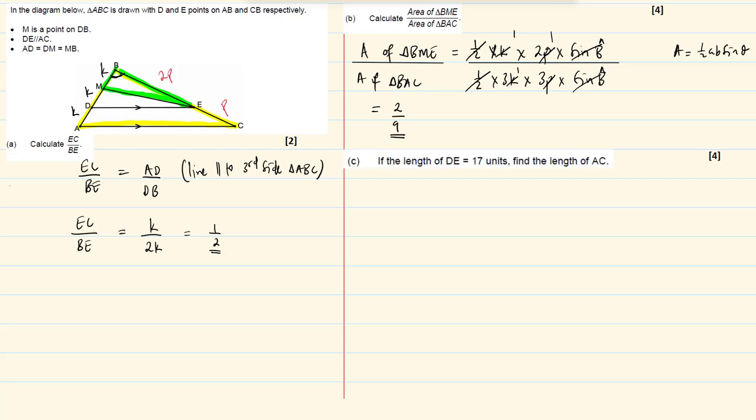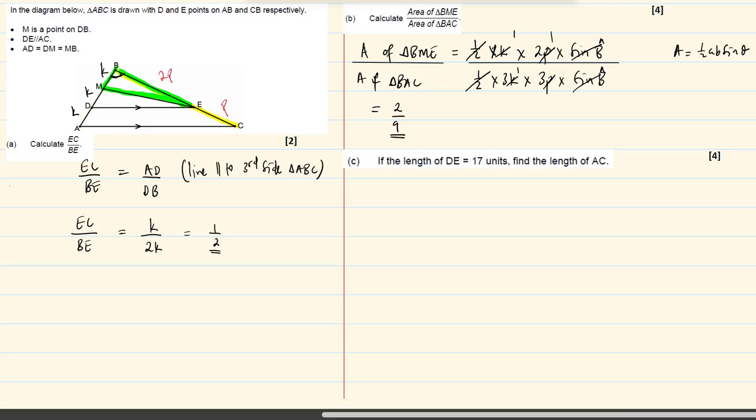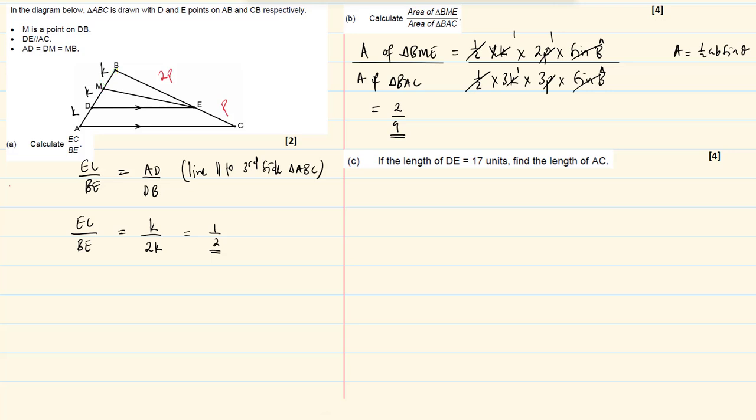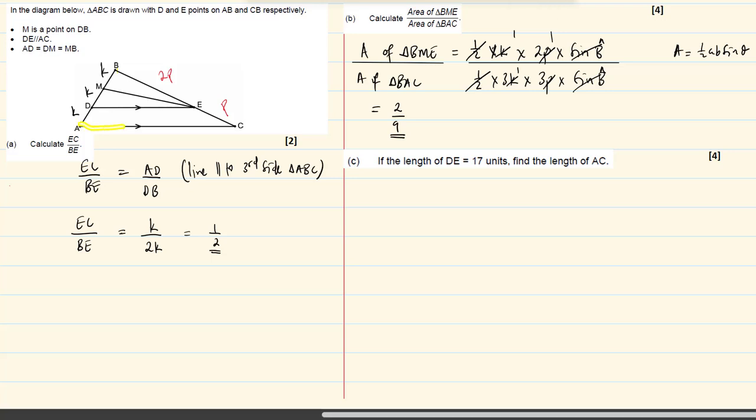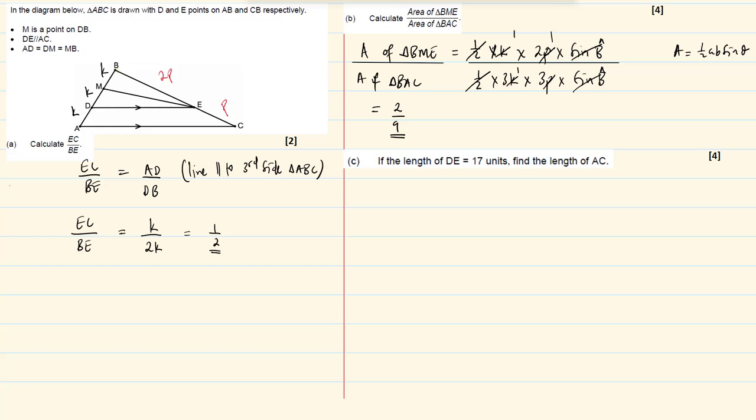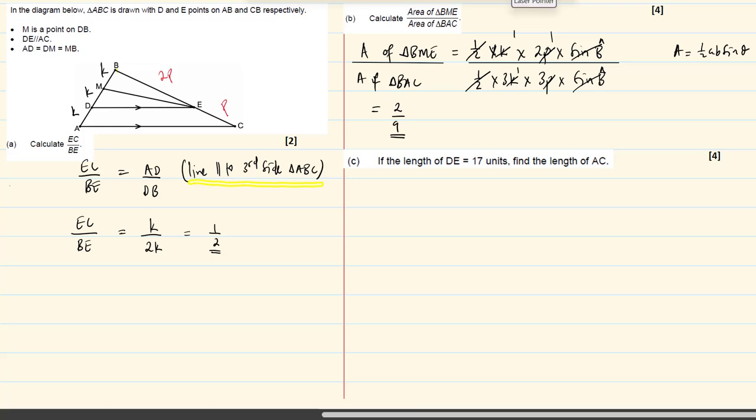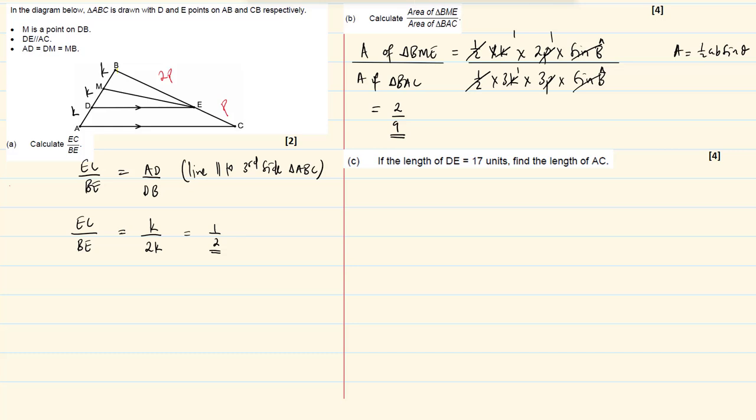Okay, so the third part of the question says, if the length of DE is equal to 17 units, find the length of AC. I think we got a bit of clutter there, so let's just take out some of this highlighting. And so we are looking to find the ratio of the side AC, so the line AC divided by, no, that's the length we're looking for. But we know that this triangle is using the proportional division theorem, using the same theorem that we used here, we will know that the ratios of the corresponding sides are going to be equal.